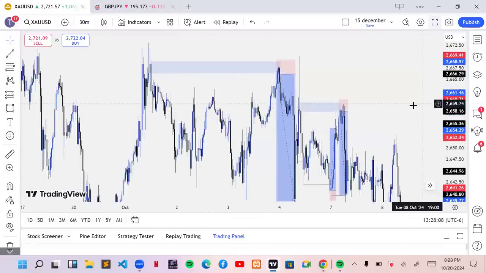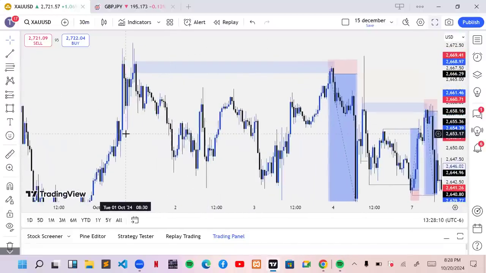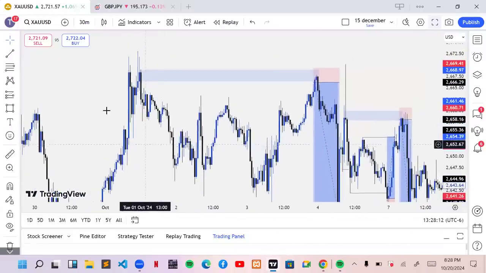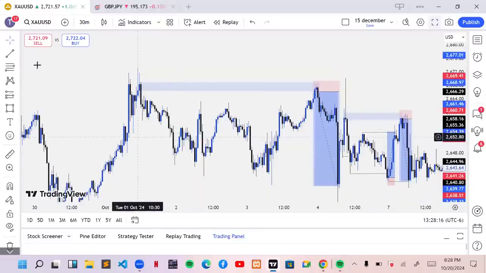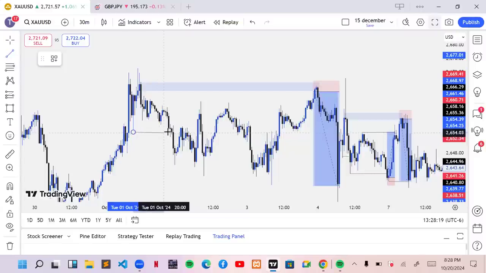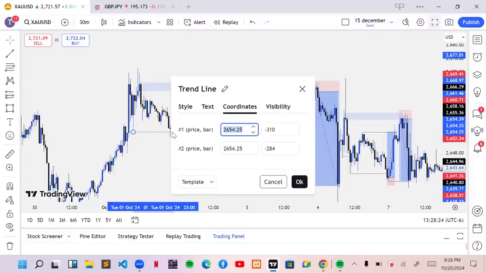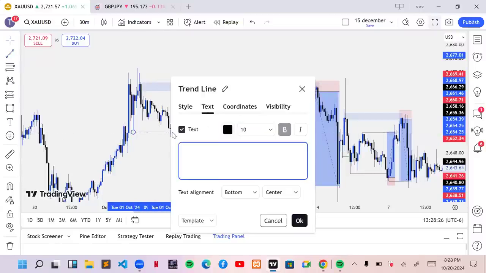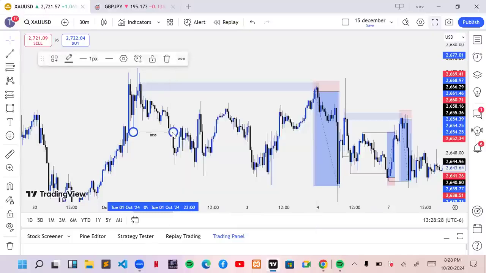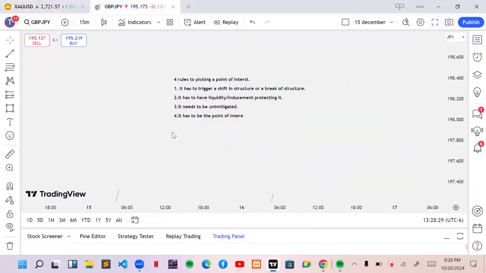You have to make sure that your point of interest triggers a shift in market structure or a break of structure. So for this particular trade that I took here, you have to notice that there was a shift in market structure right here. For each rule that I call out, I'm going to demarcate it here on the chart. So there was a shift in market structure right here. And the second rule says it has to have liquidity or inducement protecting it.